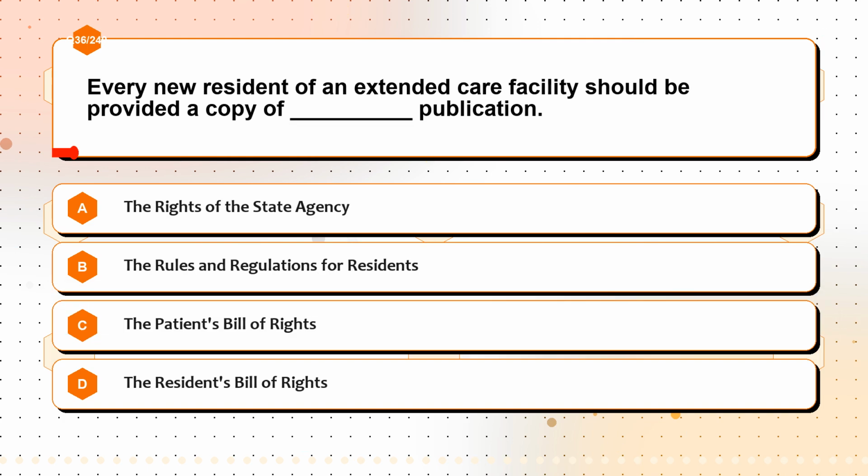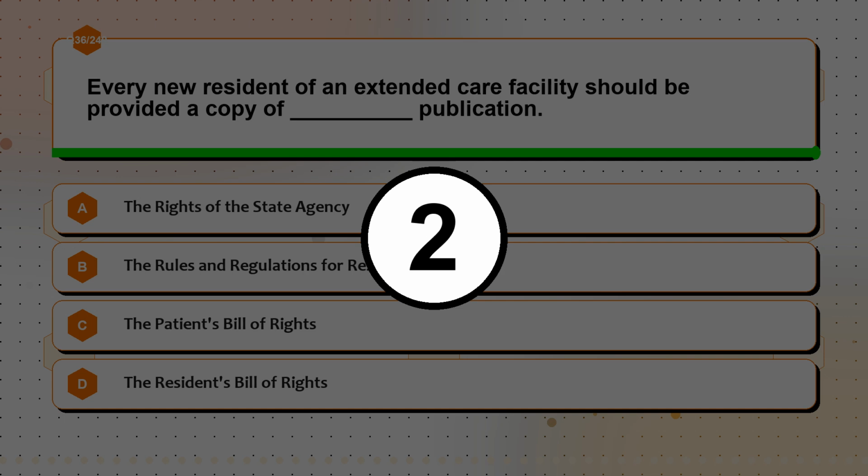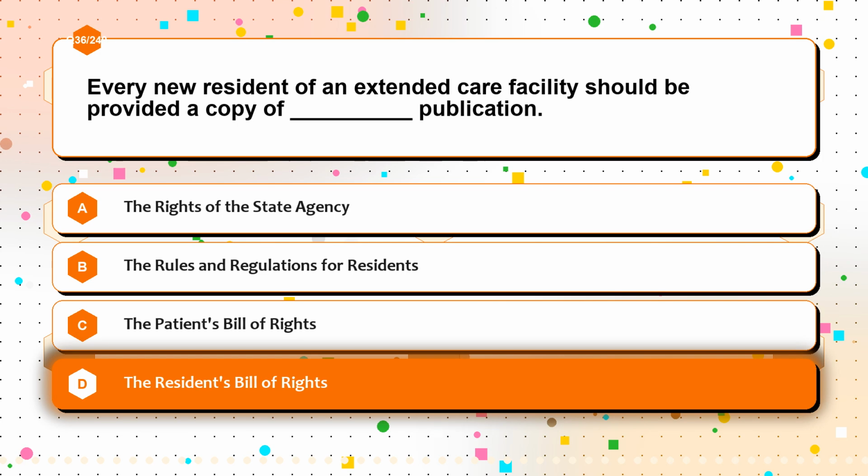Question 36. Every new resident of an extended care facility should be provided a copy of blank publication. Here are the options. Option A. The rights of the state agency. Option B. The rules and regulations for residents. Option C. The patient's Bill of Rights. Option D. The resident's Bill of Rights. The correct answer is option D. The resident's Bill of Rights.